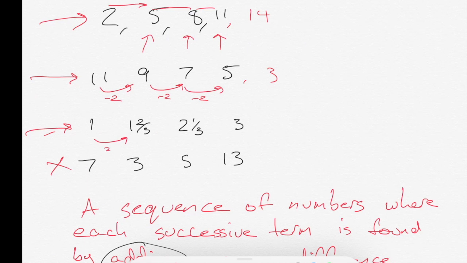What's the difference here? Well, we're actually adding 2/3 here, and 1 2/3 plus 2/3 gives us 2 1/3. That plus 2/3 gives us 3, and so our next number in this progression is going to be 3 2/3.